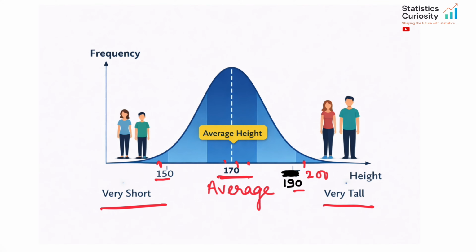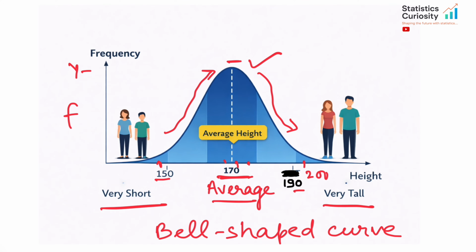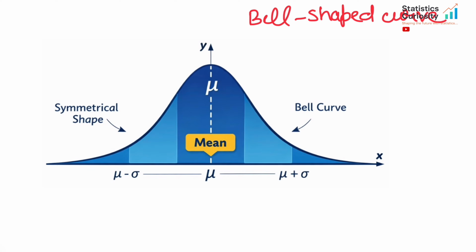So if we plot these heights on this graph, showing the frequency on the left side, on the y-axis, we will obtain a curve like this. This is a bell-shaped curve. It rises gradually, reaching a maximum at the center, and then it decreases symmetrically. So the center of this curve represents the average value, and it is often denoted using mu. Now look at this graph. This is a bell-shaped curve, and this mean is denoted using mu. And one of the most important properties of the normal distribution is that the mean is equal to the median, which is equal to the mode.